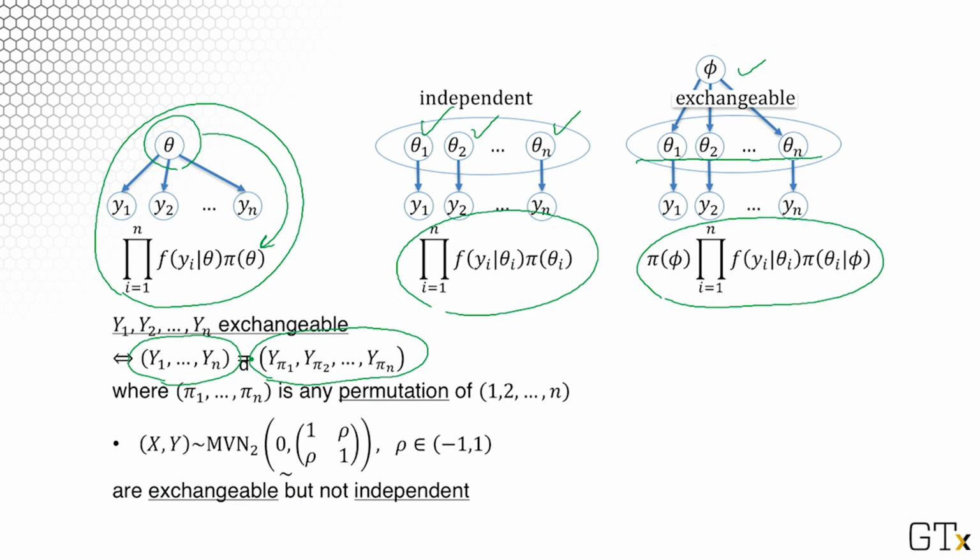However, exchangeable variables may be dependent. One simple example is the following. If you take the two-dimensional multivariate normal with mean 0 and covariance matrix like this, so it is not the identity, it has this rho, which is the correlation between x and y. These two random variables are x and y. They are not independent. They are correlated, yet they are exchangeable because the distribution of (y, x) is the same as the distribution of (x, y).